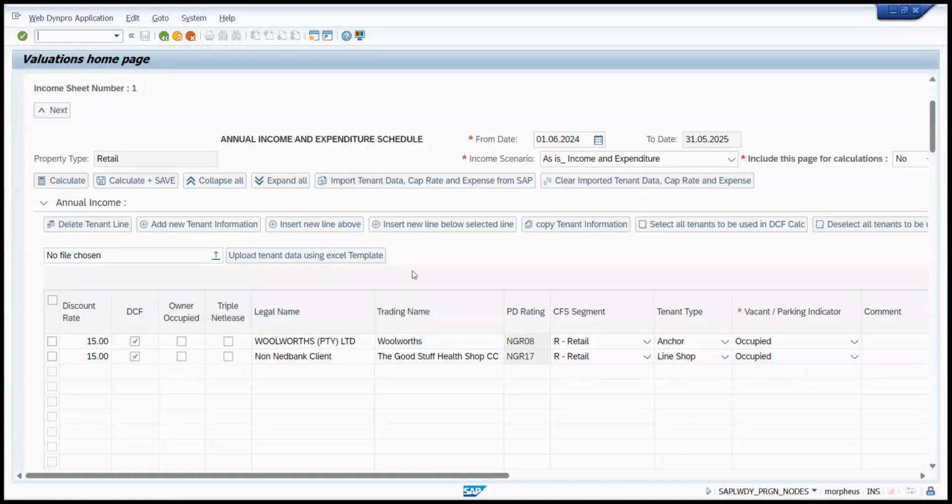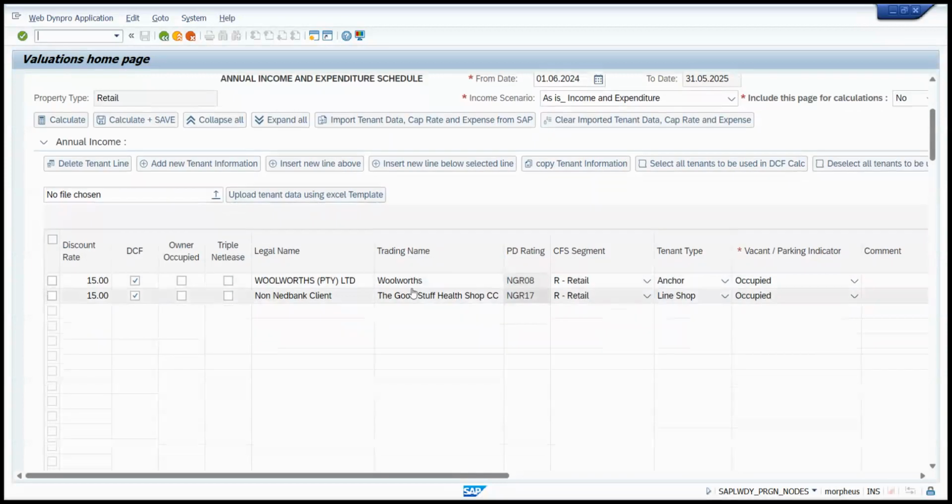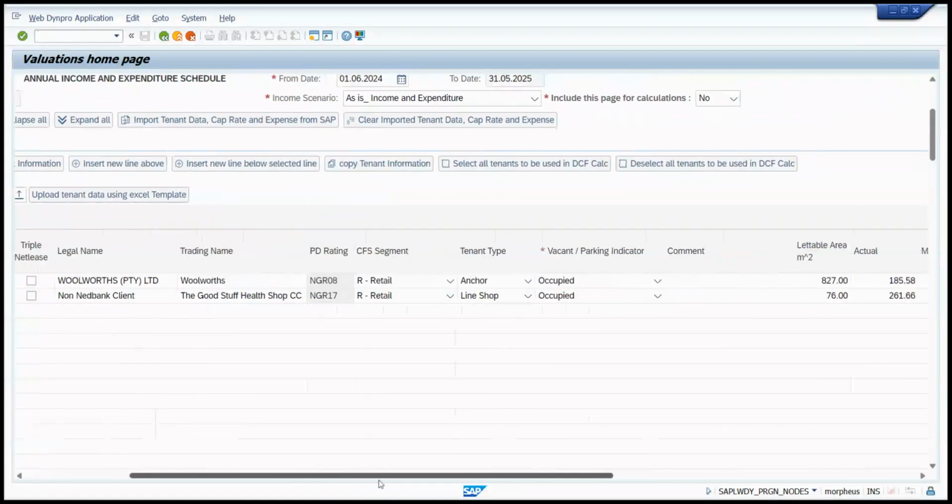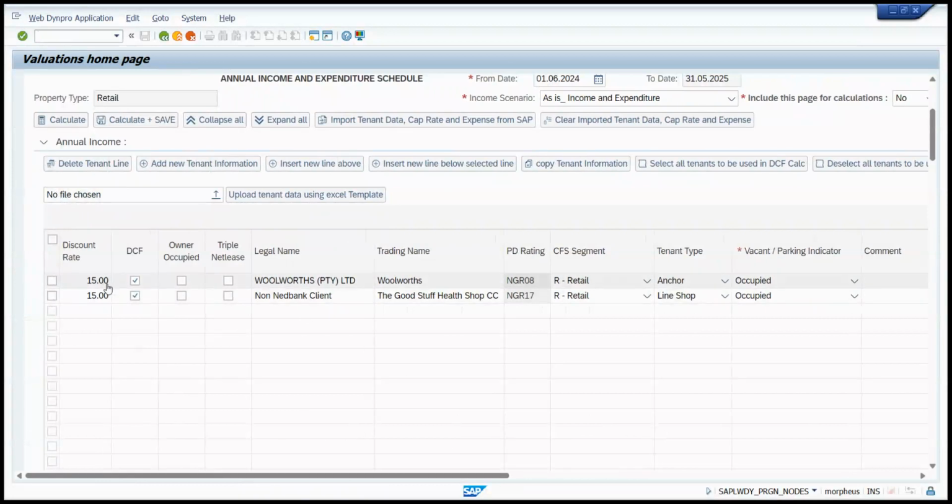I will now demonstrate a discounted cash flow methodology. First, we're going to look at the income cap methodology. And here we've got a property with two tenants, Woolworths and the Good Stuff Health Shop. We've captured the discount rate of 15%.